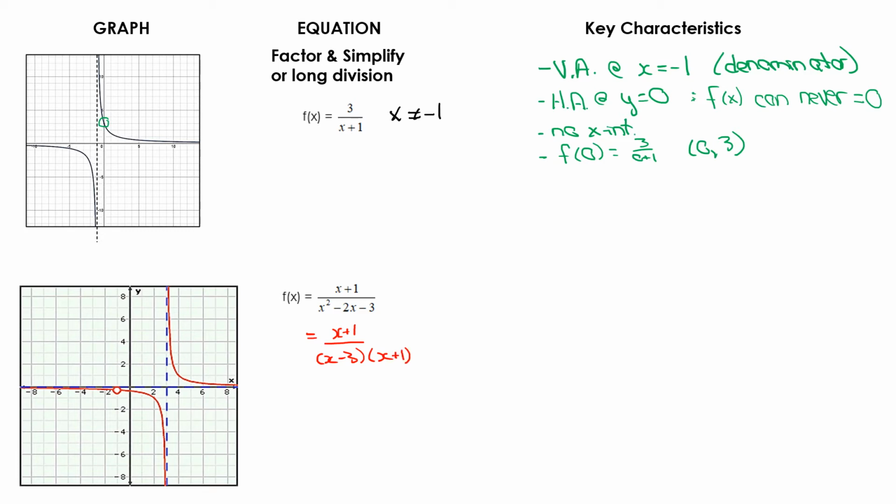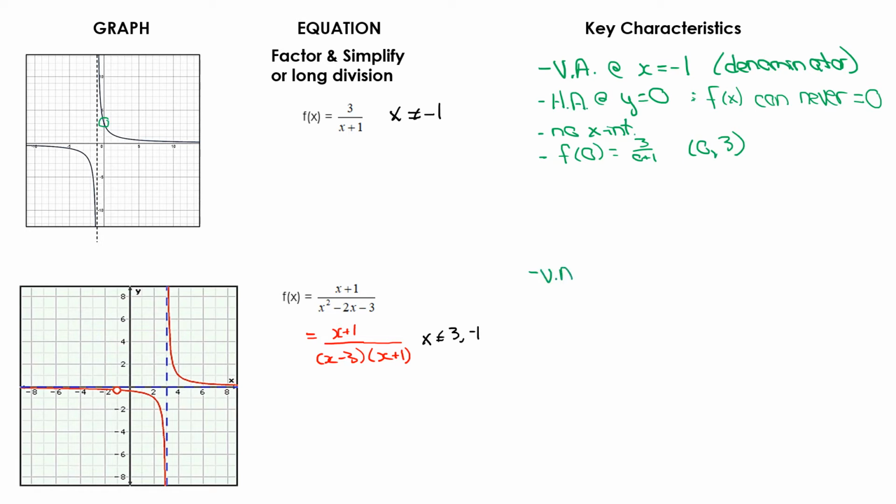Okay, so restrictions. X cannot equal 3 or -1. And what does that mean about the graph? Well, it means two things. So this is a good example. It shows you both. Let me write it down under the key characteristics. We have a vertical asymptote.